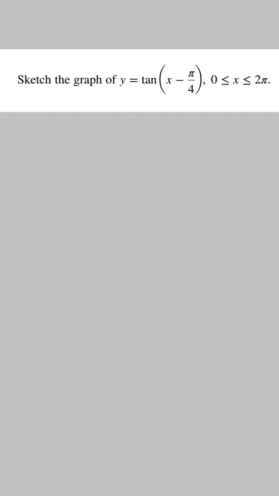VCE maths methods. Here's the fastest way you can sketch a tan function using my SPAMmy method. S is for starting point. For this, we let whatever's inside the brackets equal 0 and then solve for x. And so doing this, we're going to get x is equal to pi on 4.